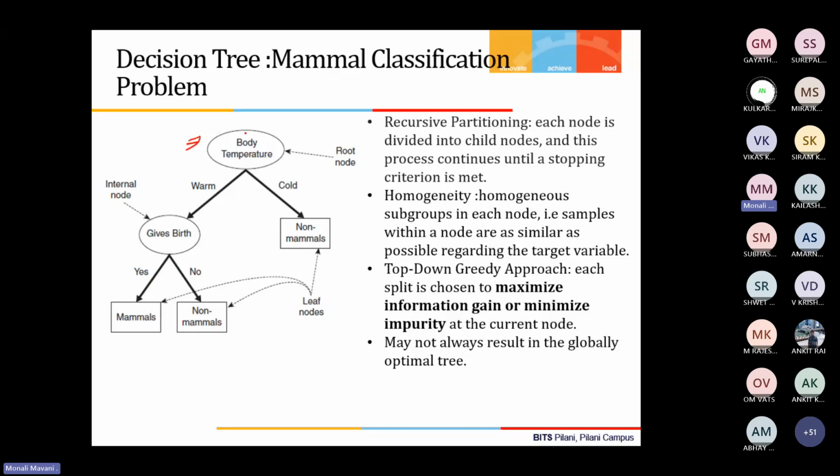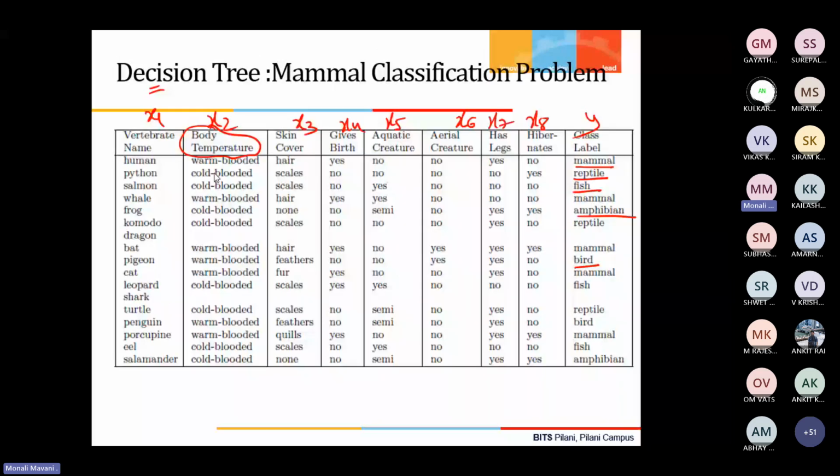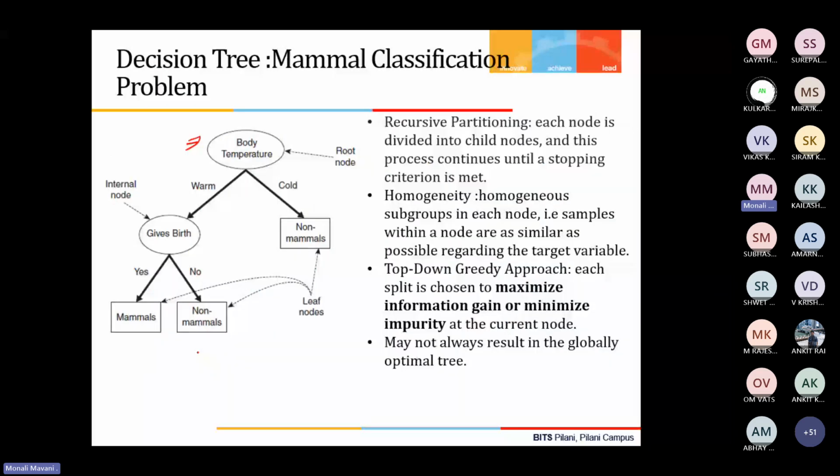So say, for example, this is my decision tree. I have body temperature at the root node, and body temperature has two values, warm and cold. So it's a binary attribute. It has just two values, so you will have only two branches. Warm, if the body temperature is warm.